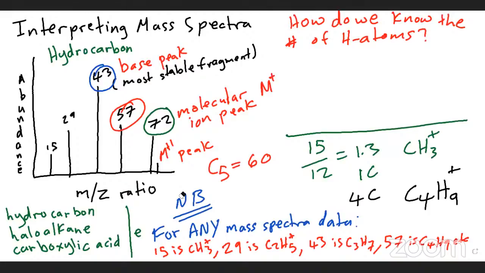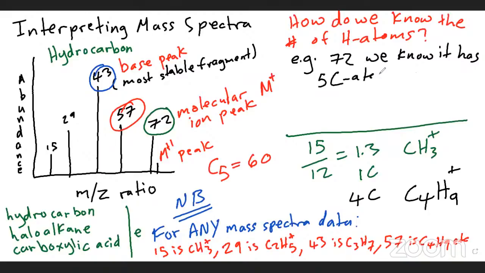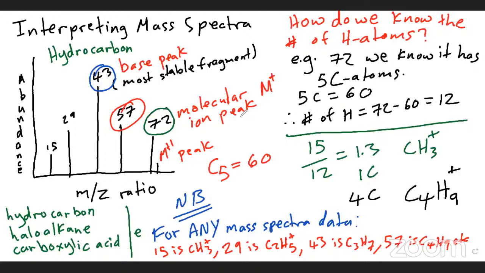Yes, a plus should be on the molecular ion as well. So let me use an example to explain. For 72, to get the amount of hydrogens, we are always adding up the mass of the carbon atoms and then subtracting it from the number.